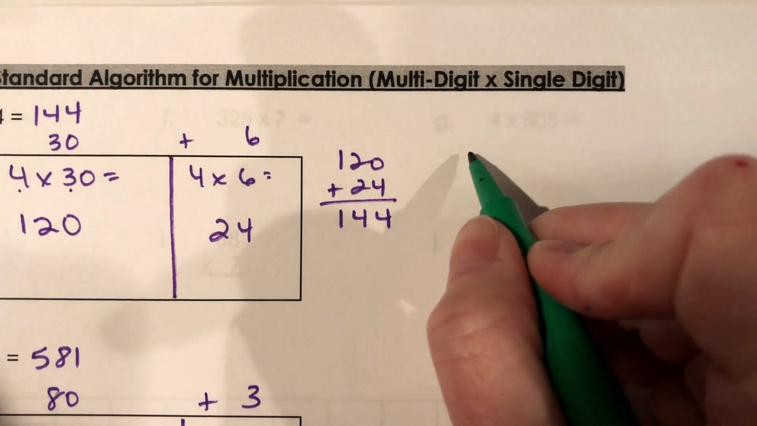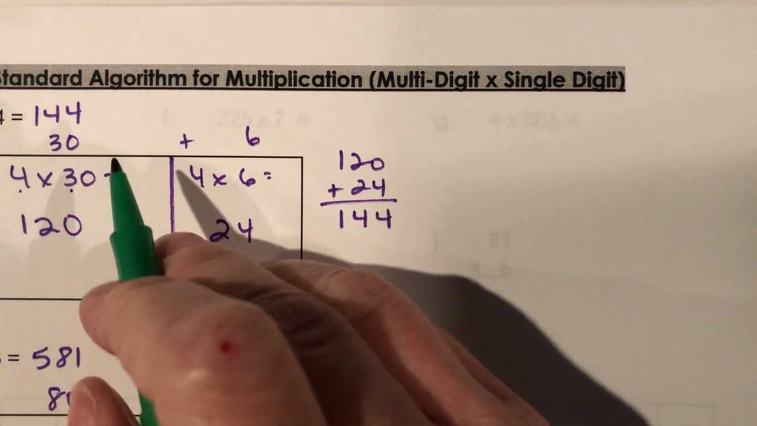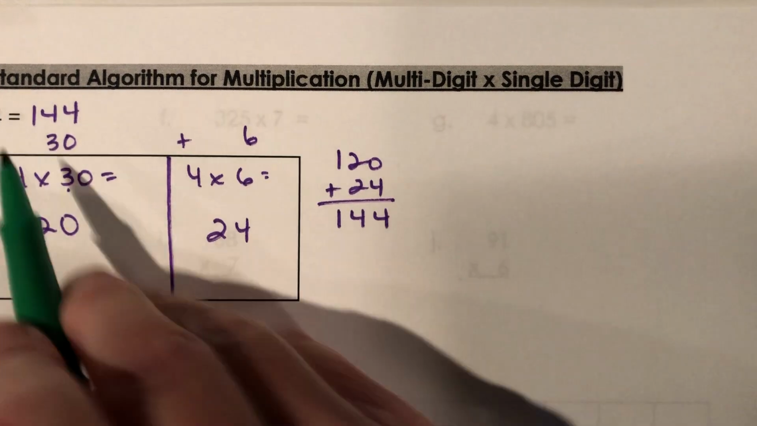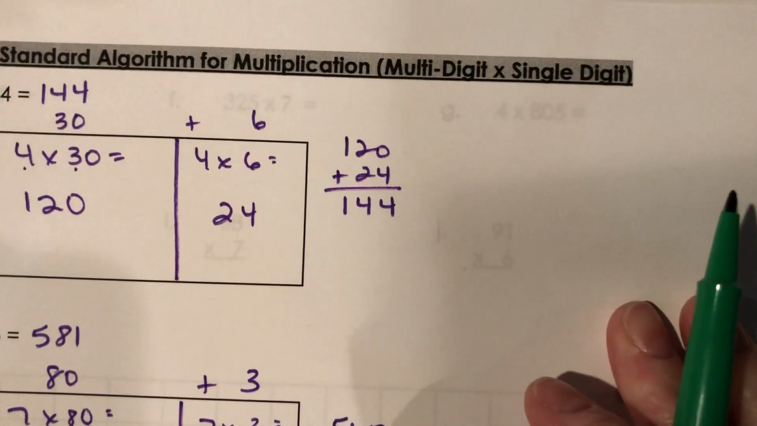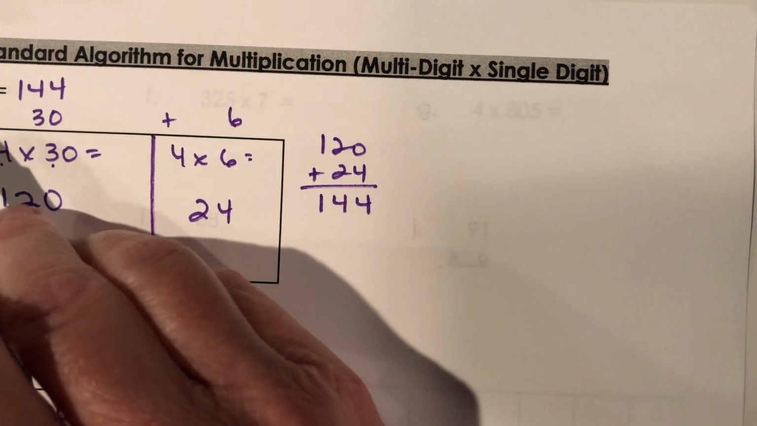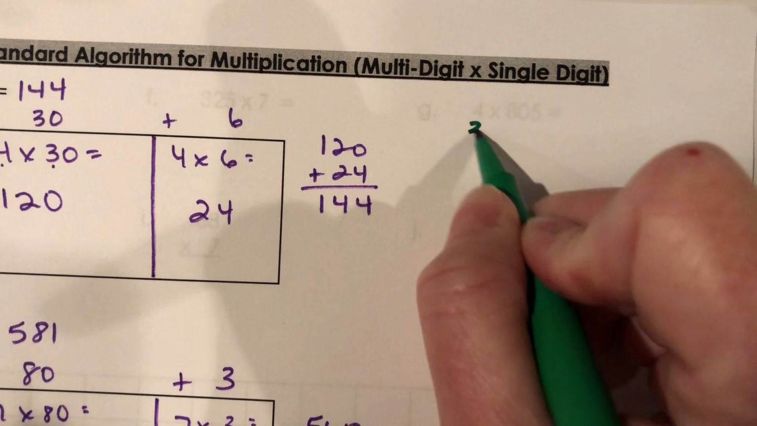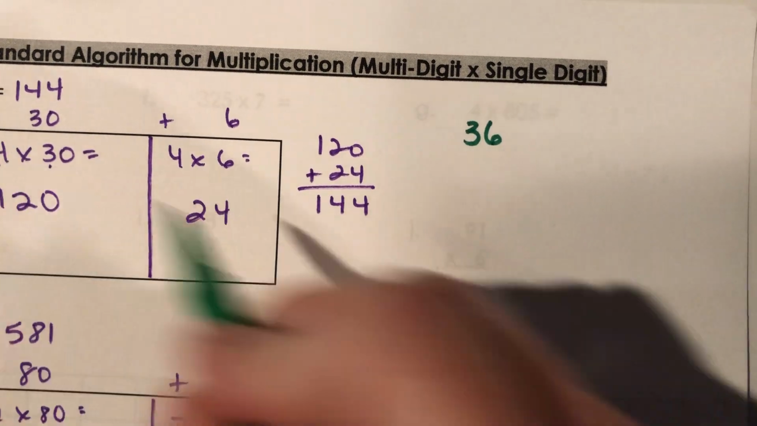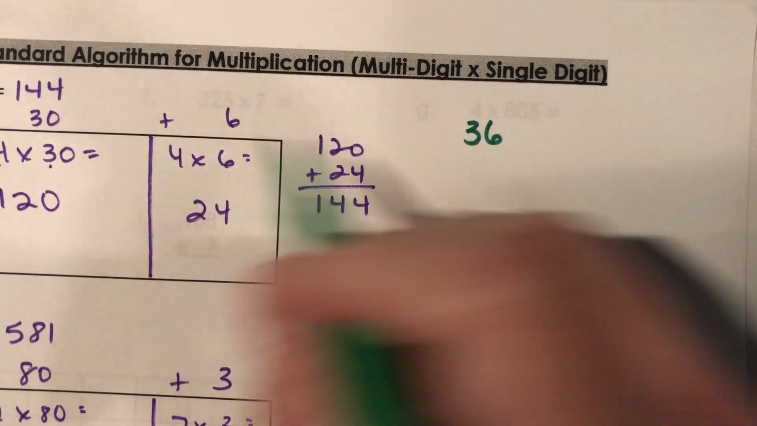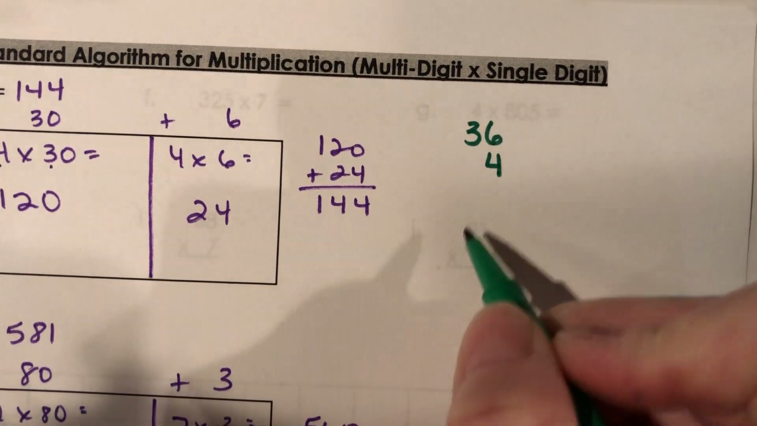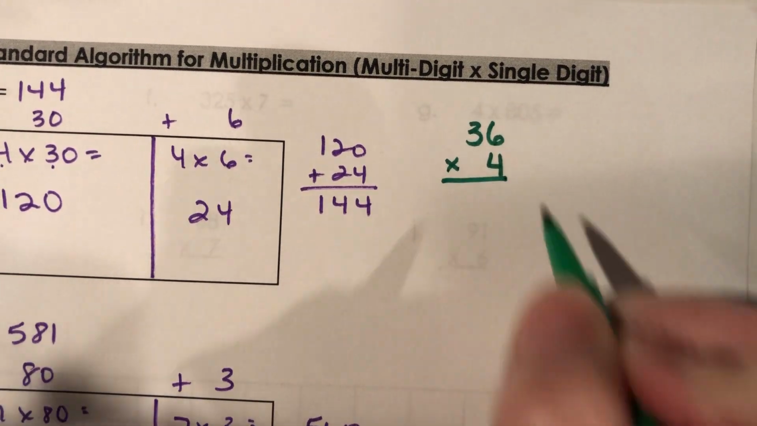And when you set it up using the standard algorithm, it's set up vertically, straight up and down instead of across like this. And when you set it up, you put the larger digit on the top, and we put our lower digit underneath, and you are lining up those place values. So this 4 should go underneath the 6 because that represents the ones place.